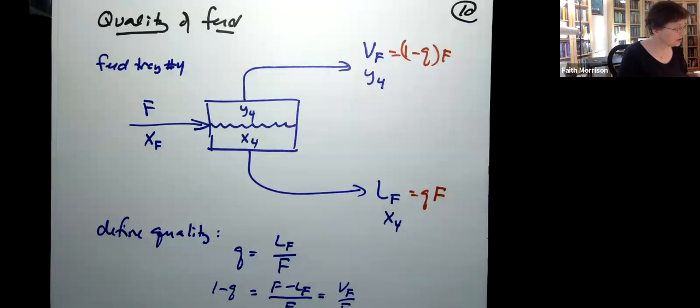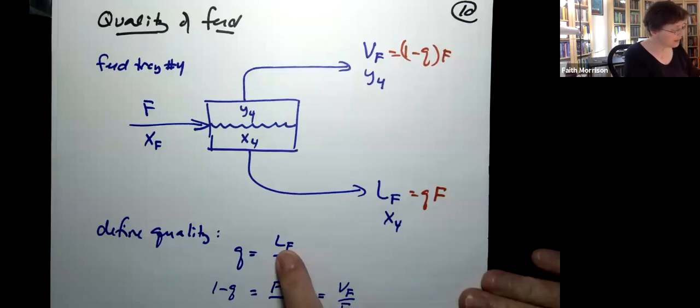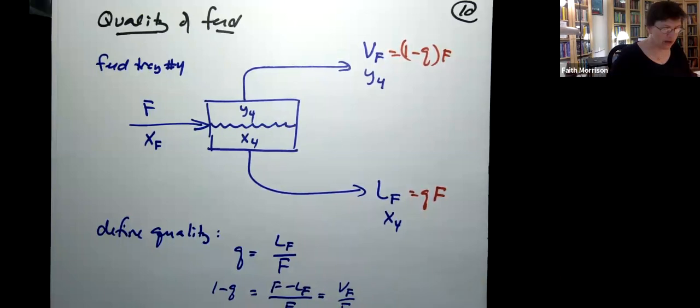So this Q, notice that when there's no liquid, Q is 0. And so that means it's a saturated vapor. And when there's no vapor, Q is 1. So the Q goes between 0 and 1. There are other values, but we're just sticking with the simplest case right now.